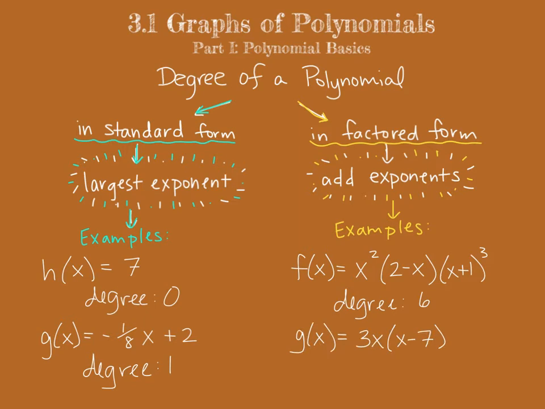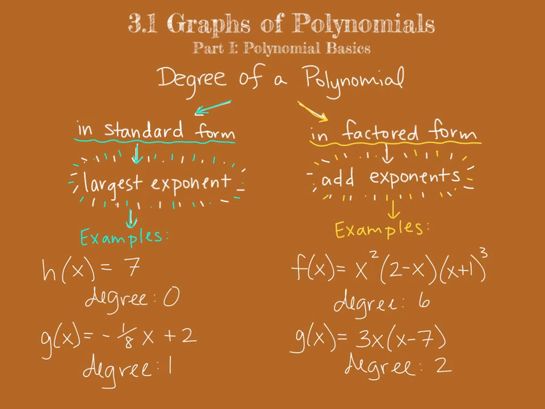All right, let's take a look at g of x. This one is also in factored form. And we can see that we have 2 factors. One factor is 3x, the other factor is x minus 7. And each one of these has an exponent of 1. So our degree here would be 1 plus 1, which is 2. This one would be very easy to multiply out, right? If you distributed the 3x, you'd have 3x squared minus 21x. And so in standard form, the largest exponent would just be 2. Anyway, that's why we add them together.